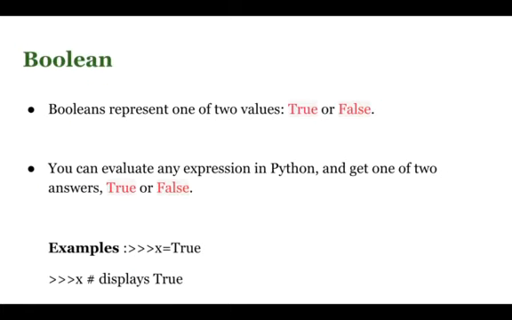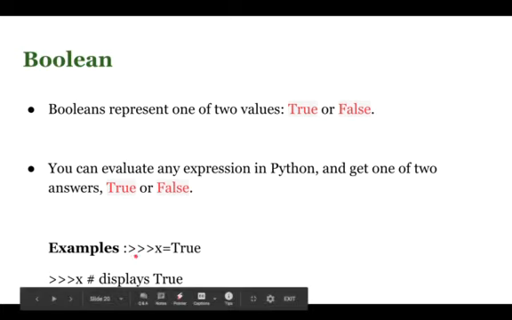Okay. Next data type is the Boolean data type. It represents one of two values, that is true or false. In Python, the expression can be evaluated to get one of the two answers, true or false. That is, T should be in capital and in false, F should be in capital. An example is X equal to true, and if you type just X at the prompt, it will display the value as true.